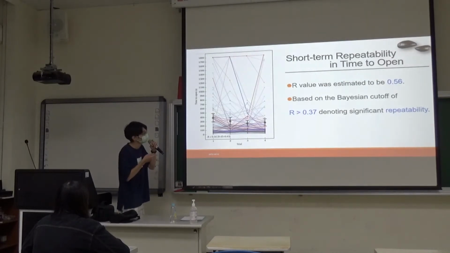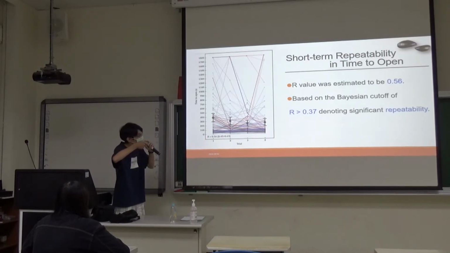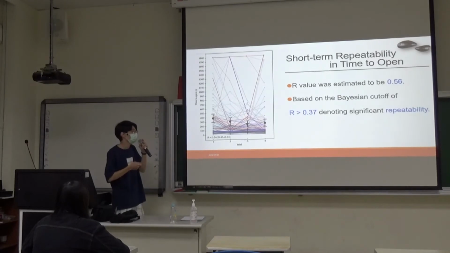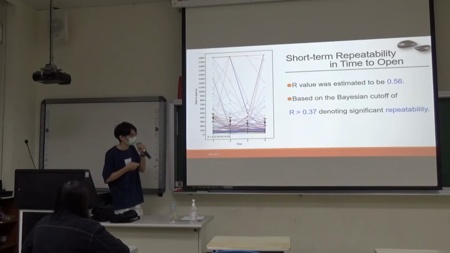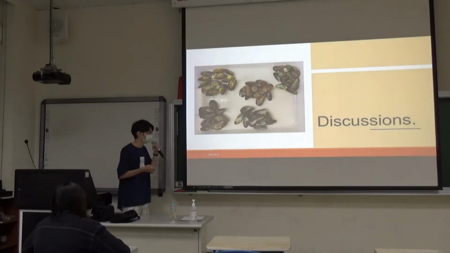And let's go on to the repeatability. The most important thing in this figure is this R value here. The R value was estimated to be 0.56. Based on the statistical method, when the R value is larger than 0.37, we denote that it has significant repeatability. Okay, let's go to the discussion.